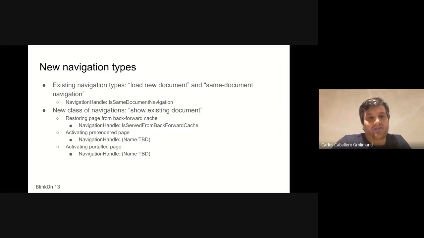So we'll probably need to add something to navigation handle. Like we already have it for the back forward cache. We'll probably have, is this a pre-render activation? Is this a portal page? We're even considering maybe it's time to swap to an enum and stop having a method for every single new type of navigation. Still thinking about it.